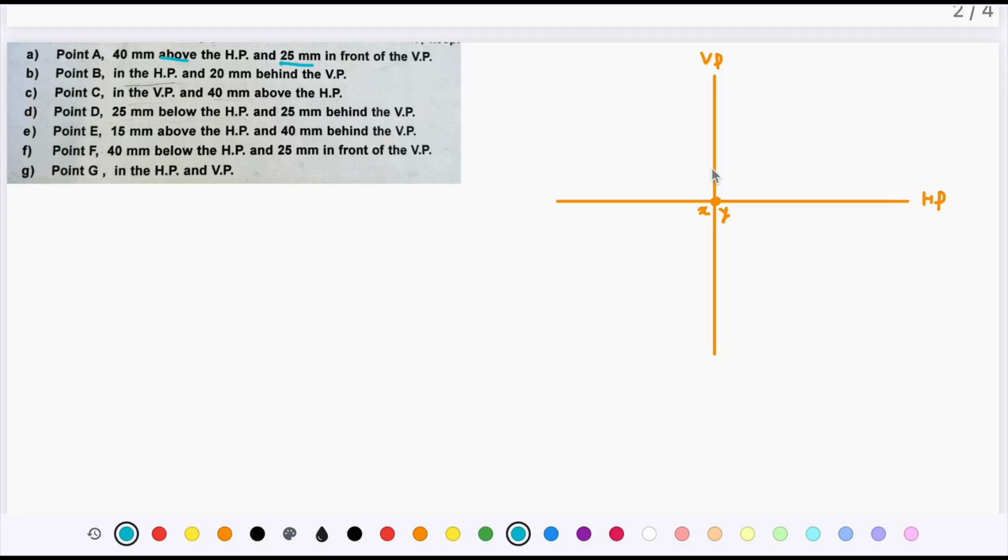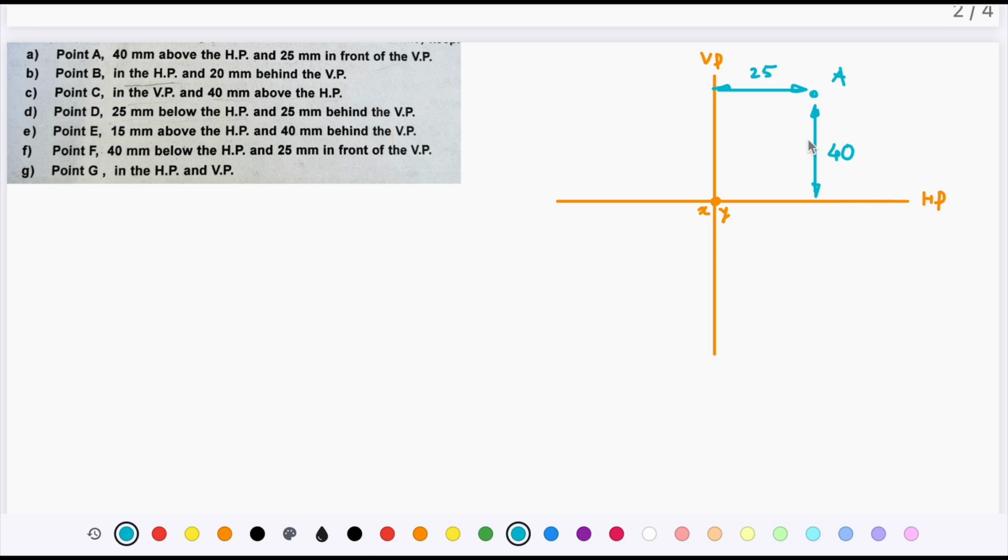Let's start with the point A. The point A is 40 mm above HP and 25 mm in front of VP. So above HP by distance 40 and 25 in front. So this is our point A. In front of VP, distance is 25 and above HP distance is 40.